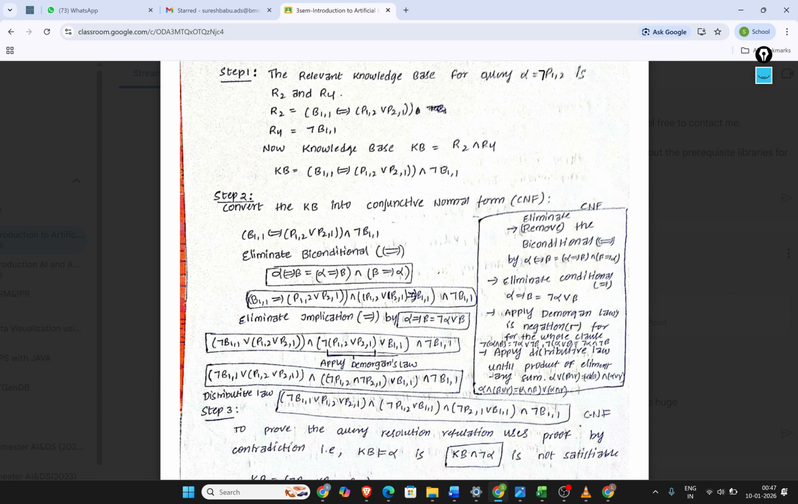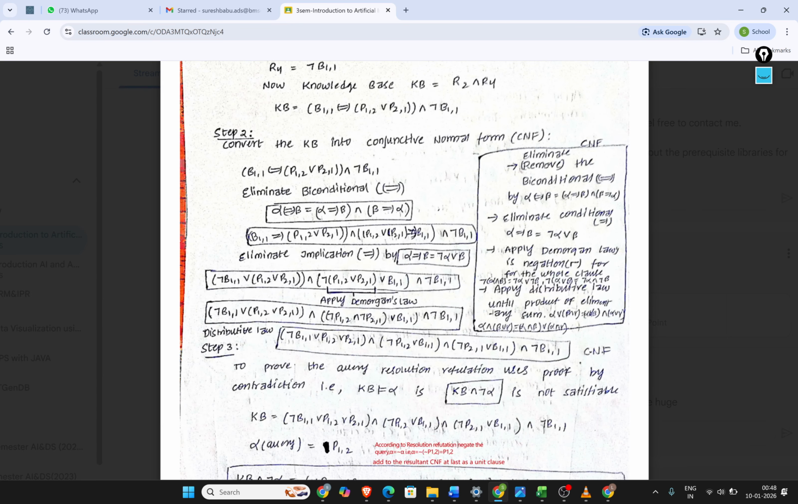That can be written as alpha or b1,1, that is negation p1,1 or b1,1, and negation p2,1 or b1,1. So this is what they have actually written. And the last thing is 'and negation b1,1', which is in the form of conjunctive normal form.